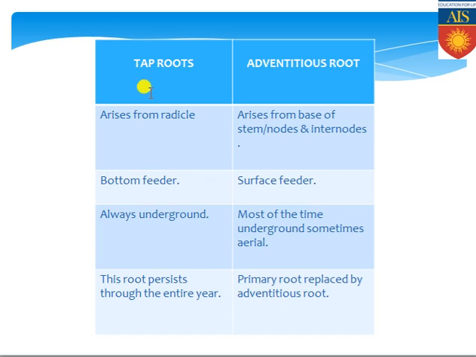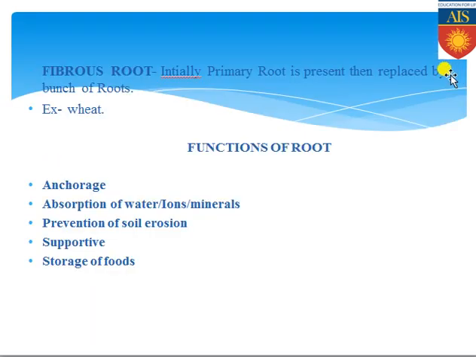The third point is that tap roots are always underground. Adventitious roots are most of the time underground, sometimes aerial also, and fibrous roots are also underground. In the case of the tap root, keep in mind that this root persists throughout the entire year. In the case of the adventitious root, the primary root which forms initially gets replaced by the adventitious root. In the case of the fibrous root we have seen the same: initially the primary root forms and then it gets replaced by a bunch of roots, commonly known as fibrous root.